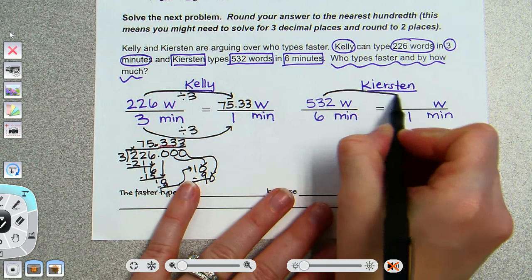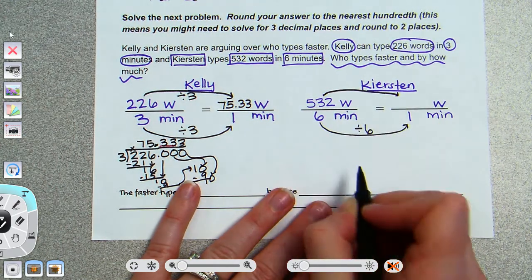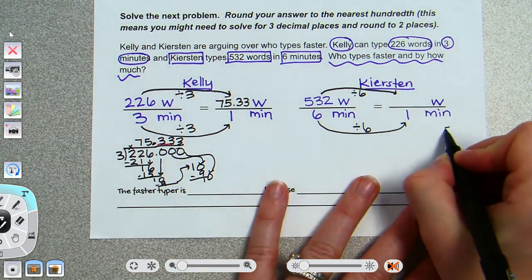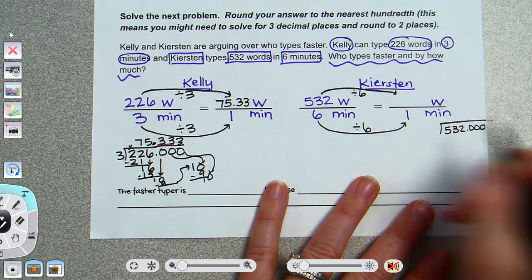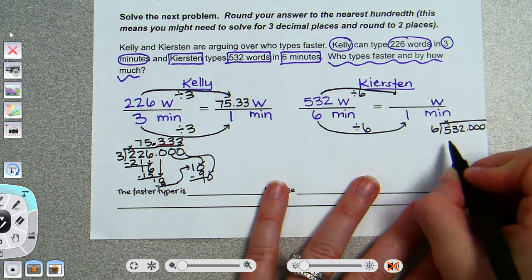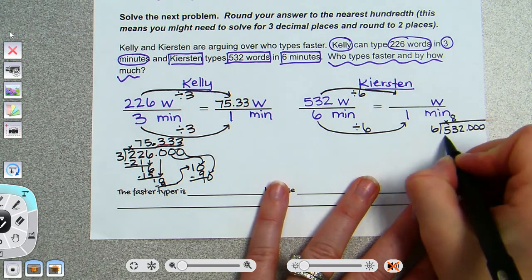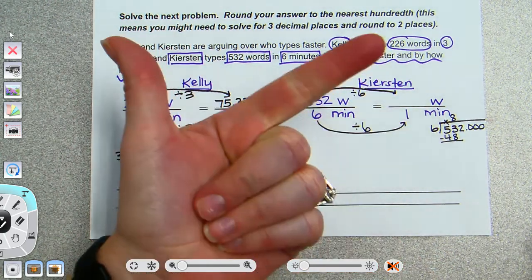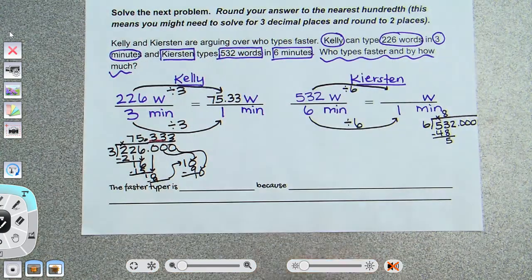Arrow from 532 over to the mystery. Arrow from 6 down to 1. We must have divided by 6. Let's do it to the top. Divide by 6. Okay, let's set it up. 532.000 divided by 6. Let's see what we get. 6 doesn't go into 5. 6 goes into 53. Ooh, only 8 times, and that's 48. I'm going to count up. 48, 49, 50, 51, 52, 53. That means there was a remainder of 5.